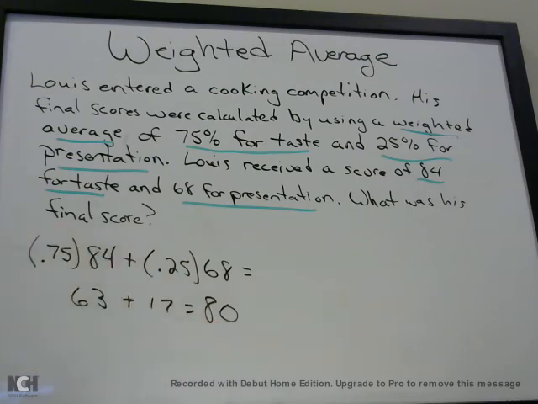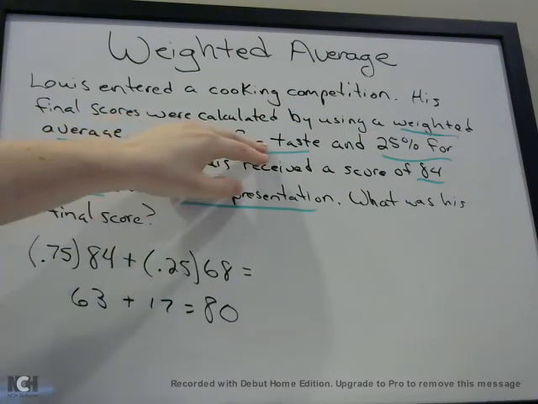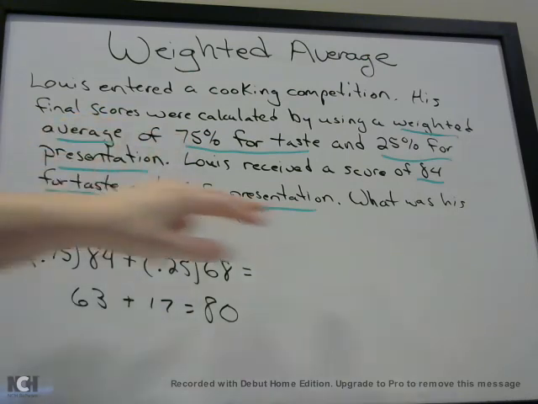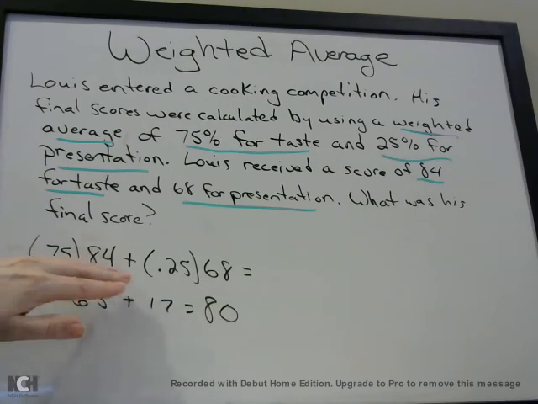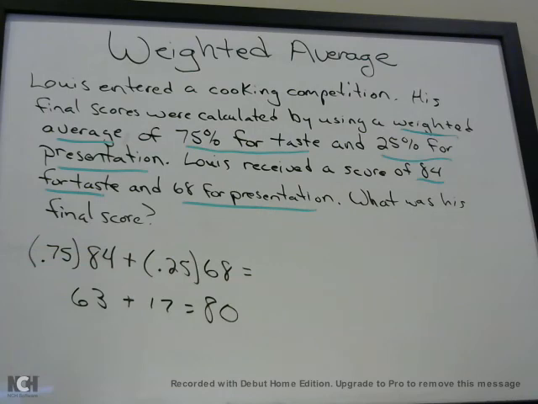If you remember at the beginning of the video, we did this problem where we had 84 and 68, and we calculated just the normal mean, and we got a 76. In a weighted average here, where these aren't equal, right? So taste is more important than presentation, so it has more weight. And so since he had a higher score on taste, the average is increased from what just your normal mean would be. So again, just remember when you see weighted average, the weight times the score plus the weight times the score plus the weight times the score plus the weight times the score, however many numbers that you have.